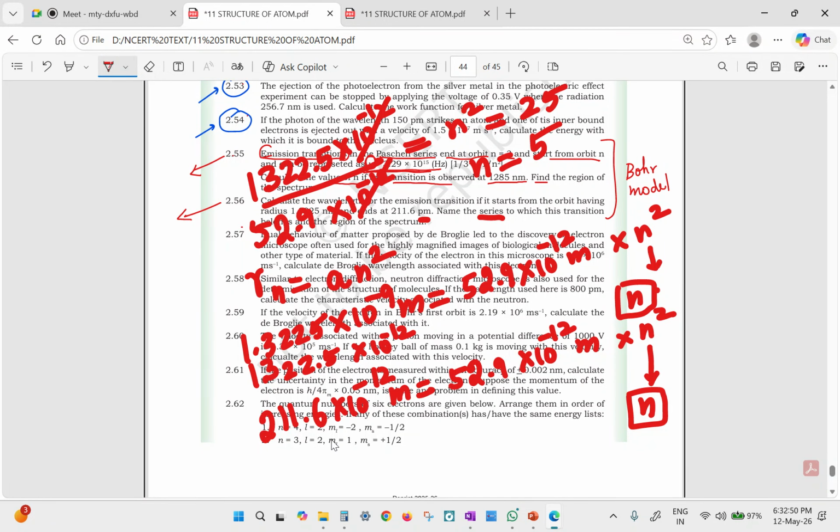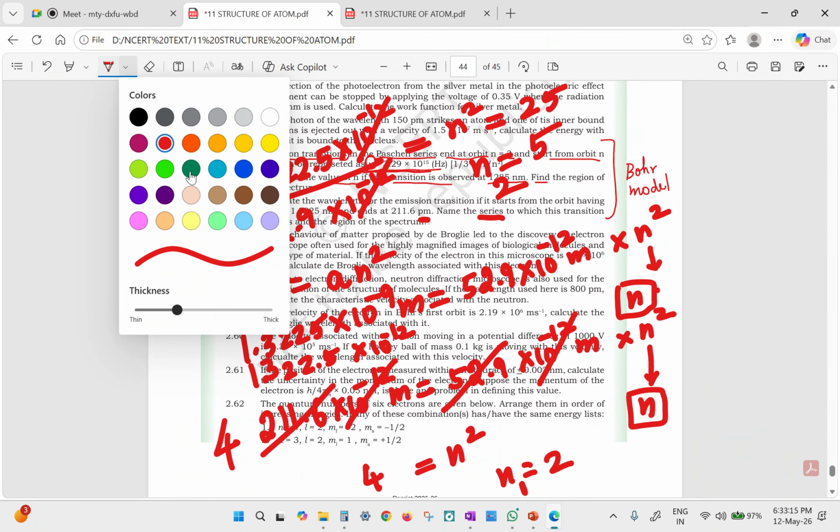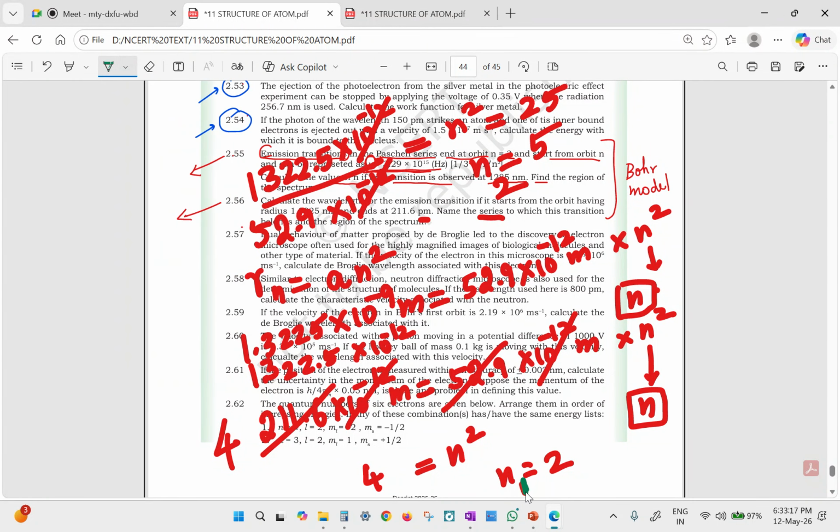This looks like 2, no? No, it's 4. 10 to the power minus 12, minus 12. This looks like 4 times. So n square is equal to 4. So can we say n is equal to 2? Yes, ma'am. That means n1 is equal to 2 and n2 is equal to 5, correct?